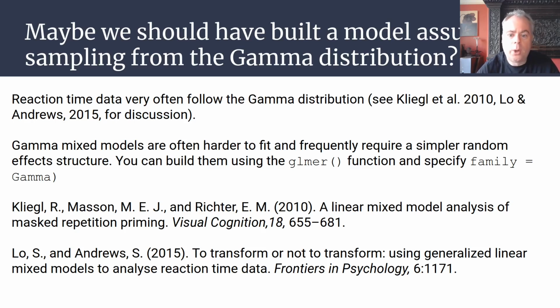mixed models, which allow us to build a model that assumes our data come from something like a gamma distribution. So we can build what's known as a generalized linear mixed model, and we specify that the family we're sampling from is the gamma distribution. In the markdown, I'll work through what we would do to build a generalized mixed model, assuming sampling from the gamma distribution, to model the reaction time data that we just looked at.